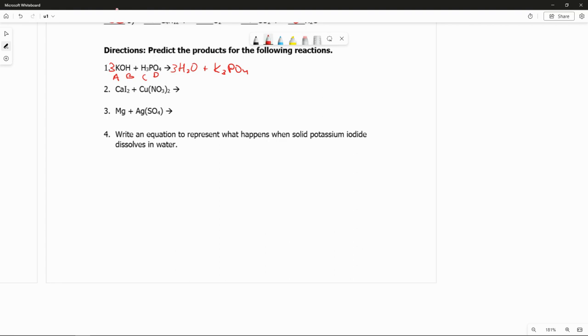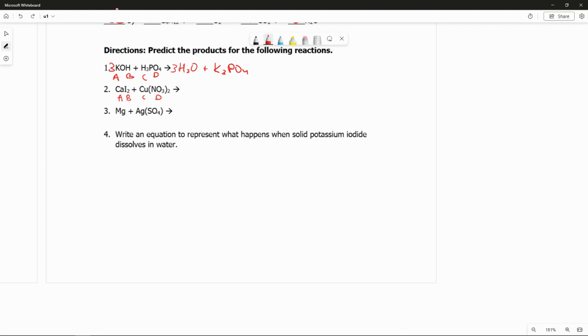All right, for the second one, CaI2 plus Cu(NO3)2, we're going to look at the first 4: A for Ca, B for I, C for Cu, and D for NO3. And this is probably going to be similar to the first one here. So it's going to be a double replacement. So the Cu is going to replace Ca, and Ca is going to replace Cu.